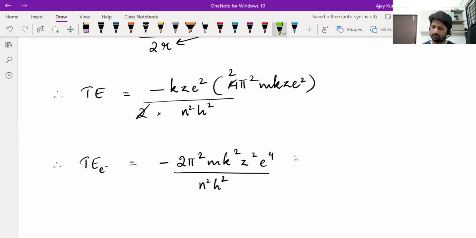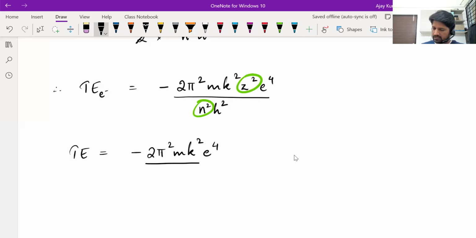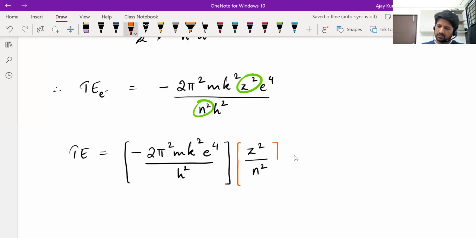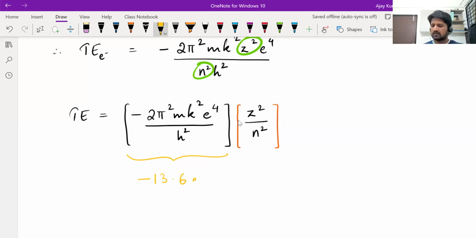Now, depending on which atom and which orbit's energy you want to find out, you can write this total energy as minus 2 pi square. M is the mass of an electron, K is Coulomb's constant, E is the charge of an electron, H is Planck's constant. So these are all fixed. Multiplied with Z square by N square is what you'll be left with. Okay. And all these constants, if you substitute, it becomes minus 13.6 electron volts.